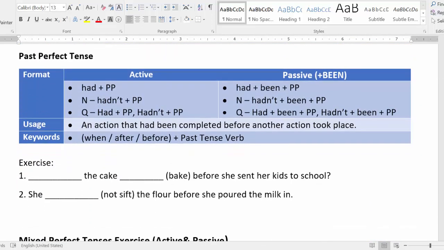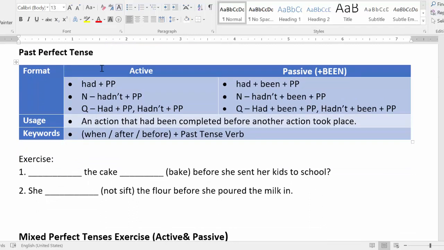Okay, let's look at past perfect tense. Look at active voice first. Past perfect tense is easier than present perfect tense because you do not need to know whether it is singular or plural. They are the same. No matter whether it is singular or plural, we use had plus PP, one format only. For negative, we add not after had, so hadn't plus PP. Question: had plus PP. Negative question: hadn't plus PP. Passive voice is the same as present perfect tense. For passive voice we use be plus PP, and because after had there should always be a PP, we choose the PP form of be, so it should be been. So had been PP. Negative: hadn't been PP. Question: had been PP. Negative question: hadn't been PP.